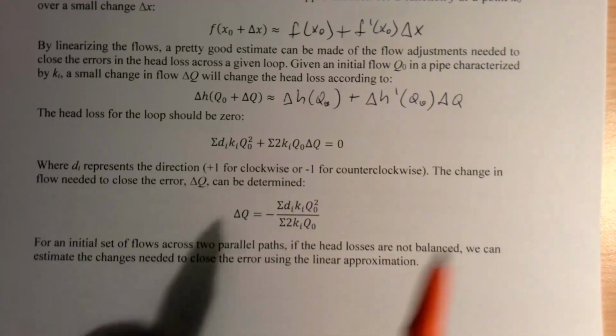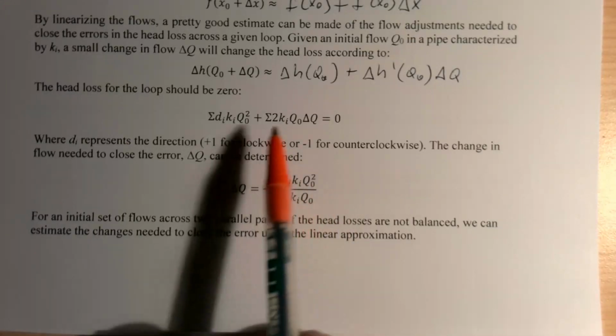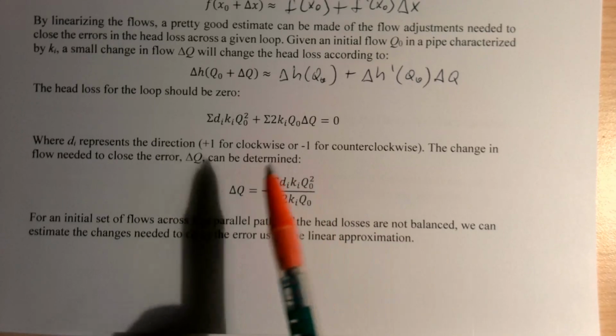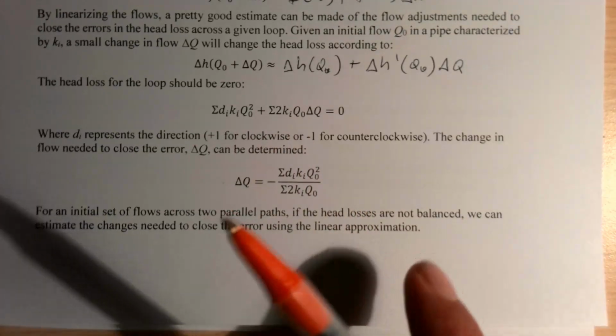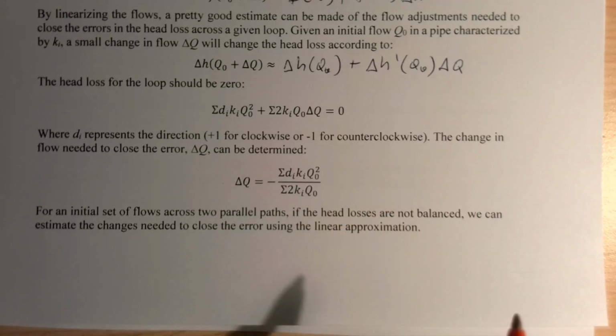Okay, so if you solve this equation here for delta Q, then you end up with, move this over and you get a negative sign and divide, we come up with this. This is going to be our estimate for the change in the Q's around the loop in order to get that to work out.